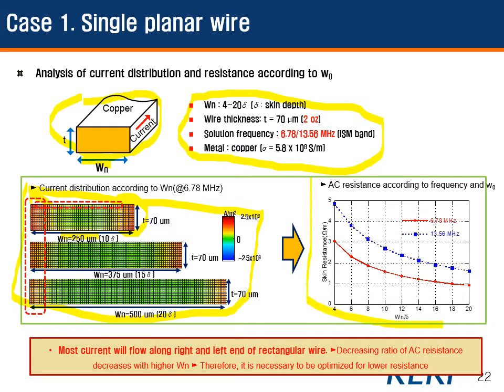The left graph here shows the circuit resistance, displayed according to the large Wn, which is normalized by skin depth at the frequency 6.78 megahertz. From the graph and the current distribution, as the large Wn becomes larger, the current density is slightly lower, and the AC resistance is also lower.